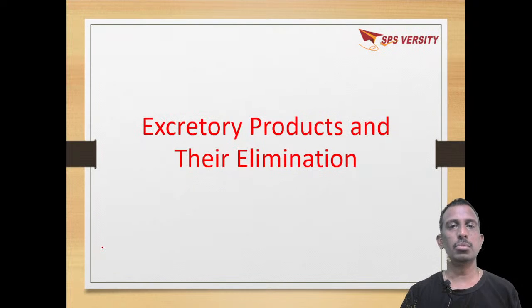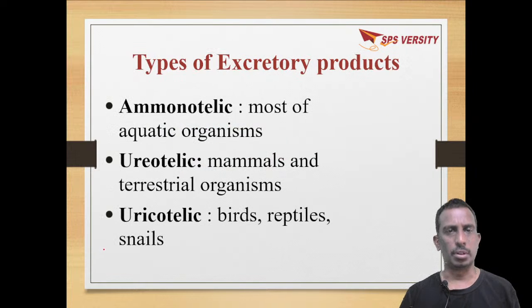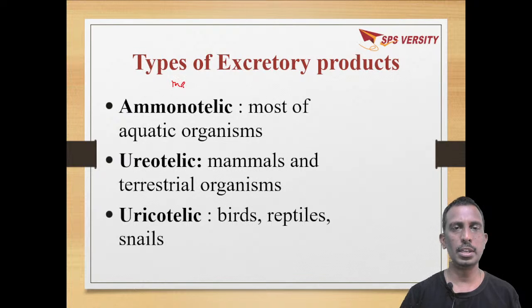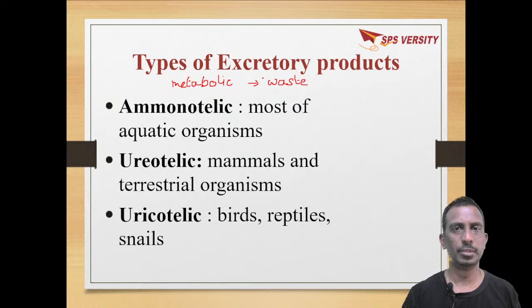Today we are going to discuss excretory products and their elimination. What are these excretory products? Due to different metabolic activities going on in our body, waste is produced. And this waste should be sent out frequently so that our body remains healthy. Otherwise, this waste may become toxic.